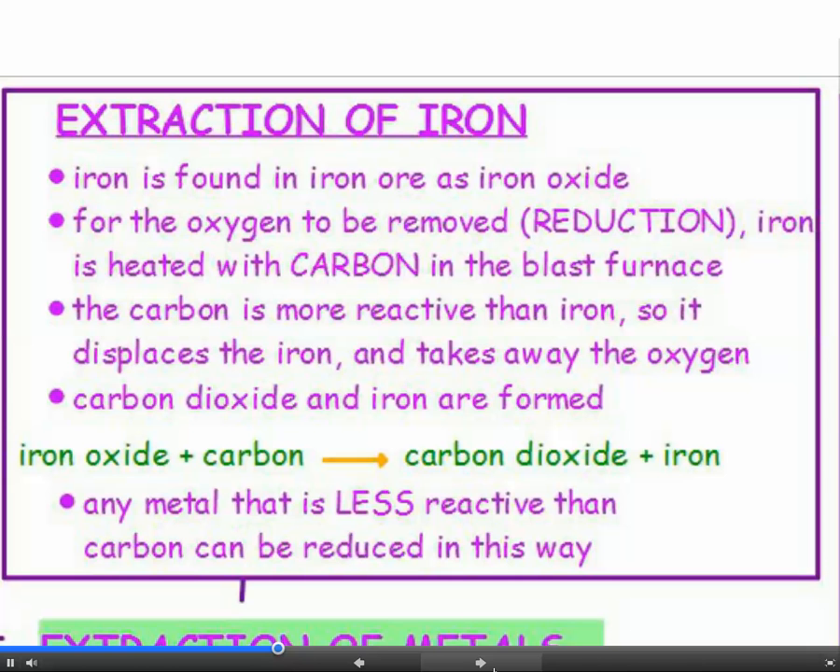So here's the word equation. Iron oxide plus carbon forms carbon dioxide plus iron. Any metal that's less reactive than carbon can also be reduced in this way.